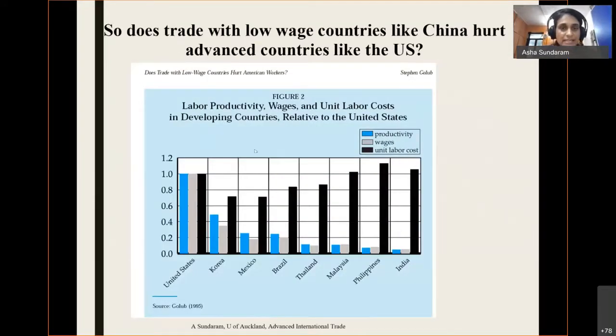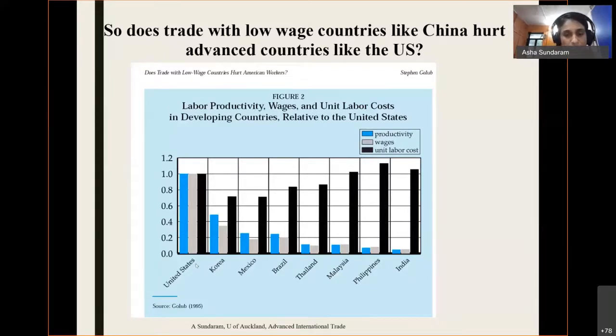So let's look at this. This is labor productivity, wages, and unit labor costs in developing countries relative to the United States. These are very old numbers, so don't really take it seriously, because this is taken from Golub's 1995 study. But I just want to make a point. Here you have the United States normalized at one: productivity, wages, unit labor cost. What's unit labor cost? It's a combination of wages and productivity: how productive you are and how cheaply you can use labor, in other words, what labor cost is in your country. The reason I'm putting this graph in front of you is, if I were to just look at productivity, let me just focus on the blue bars, what would the US think?